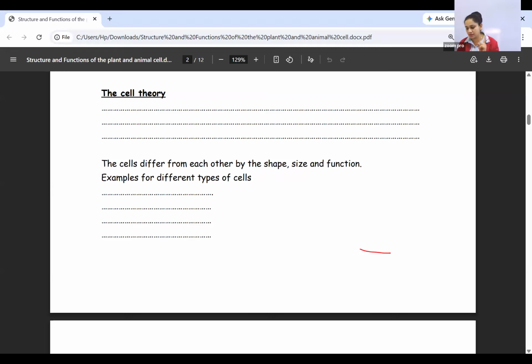So that is the cell theory. Now just go through that. Next, on Monday, I'll ask you to tell the cell theory. Just keep it in mind. The first one: the cell is the structural and functional unit of living things. Second, all organisms are made up of one or more cells. Third, new cells are formed from pre-existing cells. Pre-existing means previous, right? Previous cells.